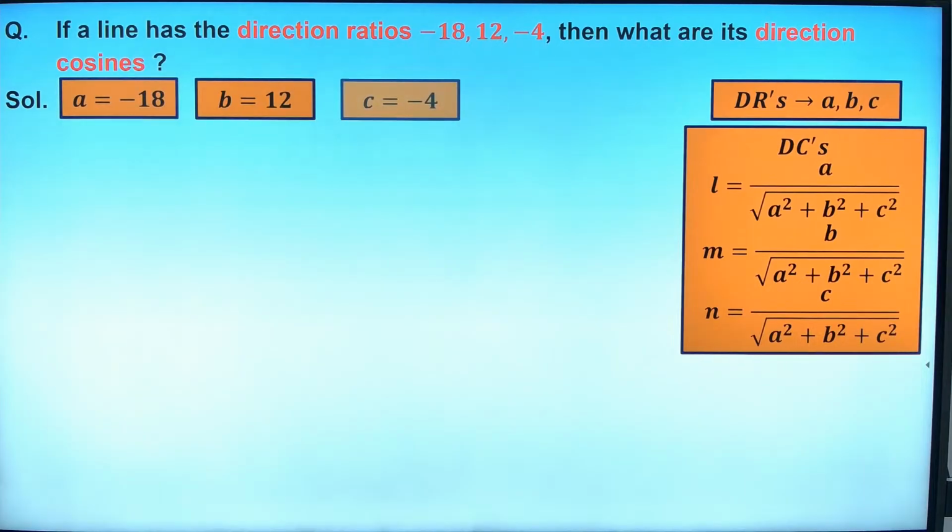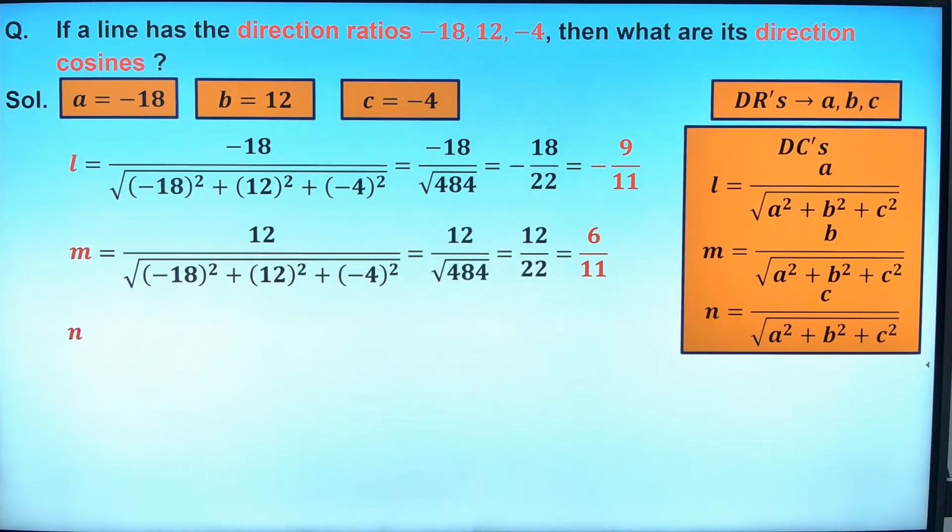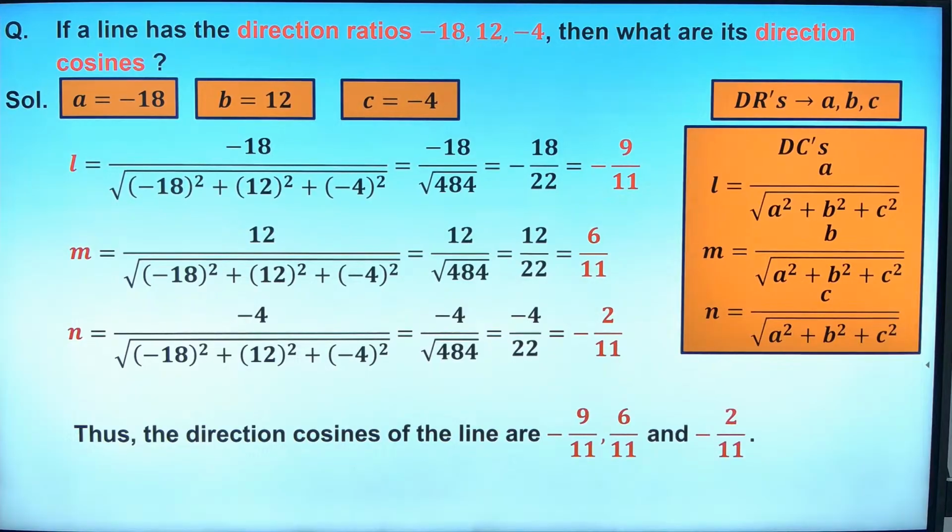Root of 484, 12 by root of 484, minus 14 by root of 484. 484 is 22.